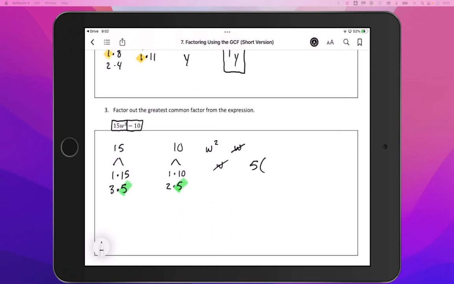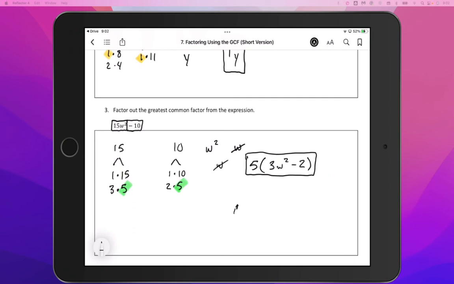And when we divide 15 by 5, we're left with 3, and then it's still a w squared. It's important to remember that that 10 is negative, and we took out a positive 5, so negative 10 divided by positive 5 is negative 2. And so this is what the factored expression would look like.